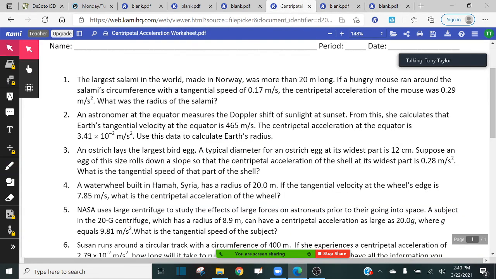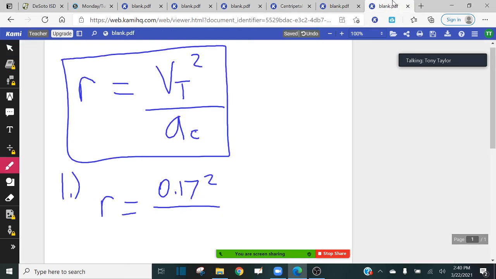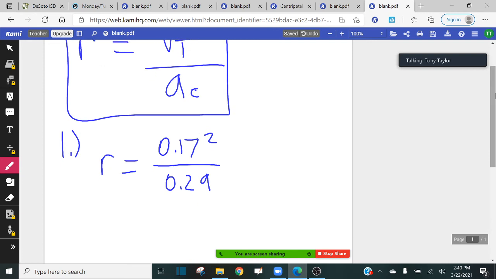Okay, guys, what is the centripetal acceleration of the mouse? It tells us it's 0.29 meters per second squared. So I'm going to plug in 0.29 into this equation. So now, what is the radius here? Put this in our calculator.